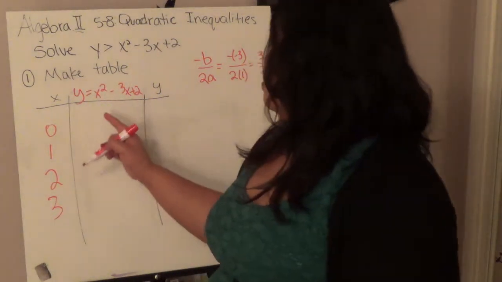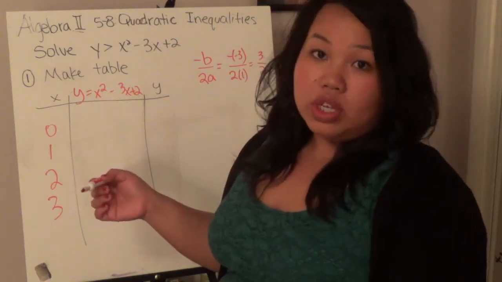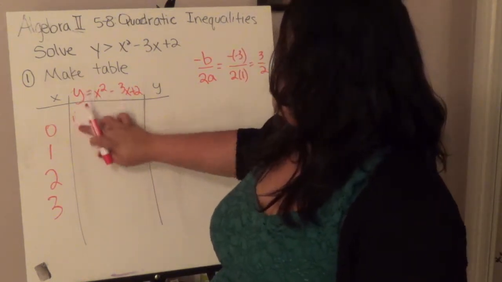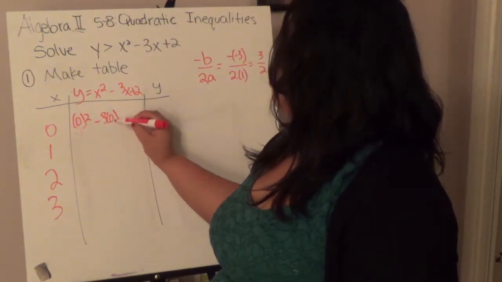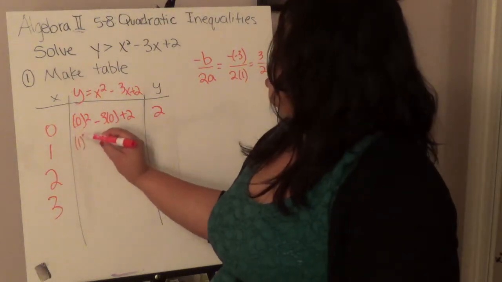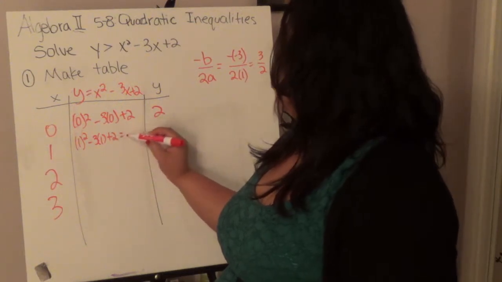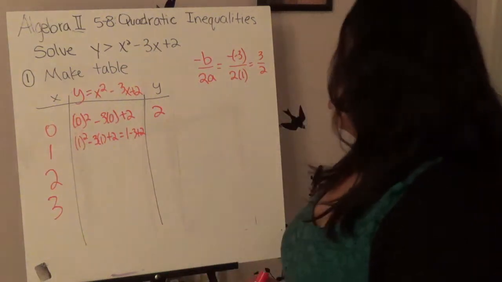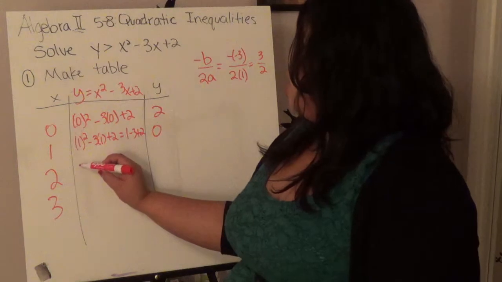So let's go ahead and try. I'm not looking for the solution, I'm just looking to graph, okay? So we're doing y, so we don't need the y. 0 squared minus 3 times 0 plus 2 gives me 2. 1 squared minus 3 times 1 plus 2 equals 1 minus 3 plus 2. 1 minus 3 is negative 2 plus 2, which is 0.